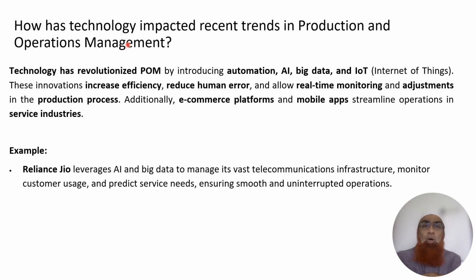Likewise, how has technology impacted recent trends in production and operations management? We talk about automation, AI, big data, IoT. This involves increasing efficiency, reducing human error, and allowing real-time monitoring and adjustment in the production process. Additionally, e-commerce platforms and mobile apps seamlessly streamline the operations in the service industry.